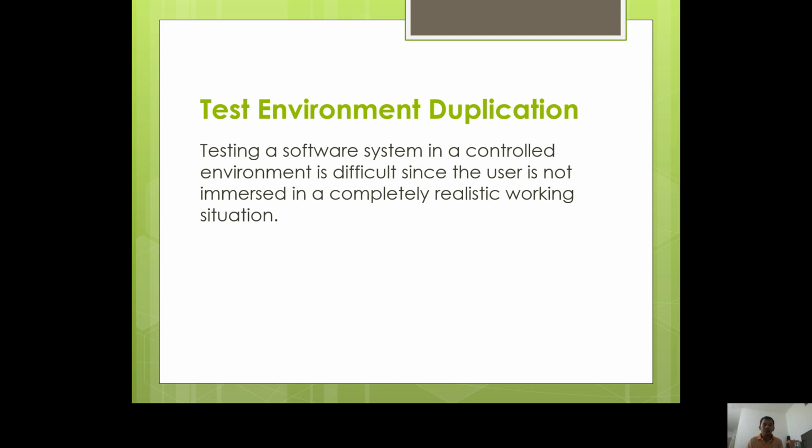Test environment duplication. Testing a software system in a controlled environment is difficult since the user is not immersed in a completely realistic working situation. It's impractical to gauge how a user will really use the application in different situations on a regular basis until it's deployed. However, with software applications for both B2B and B2C segments becoming more and more diversified than in the past, controlled testing is not sufficient.